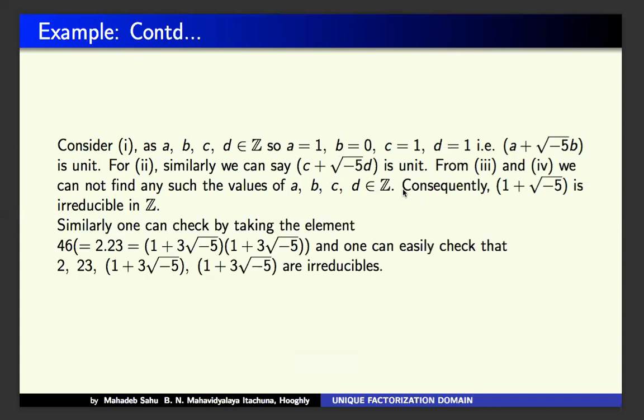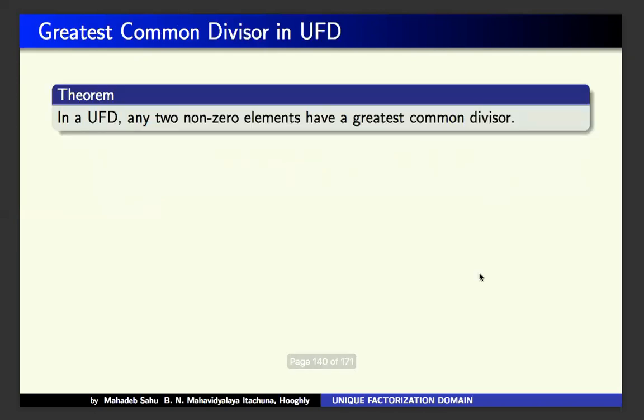Now you can check by taking the element 46, where 46 can be written as 2 into 23, and that can be written in this form. You can check by taking 46 and get the same conclusion. Now, like in a PID, in a UFD also we have some results on the GCD.